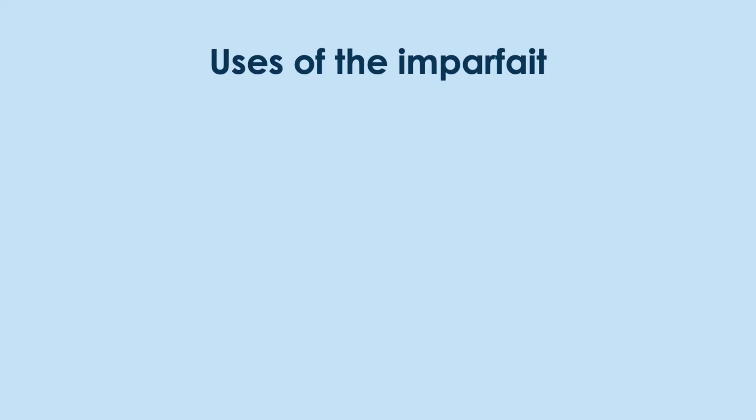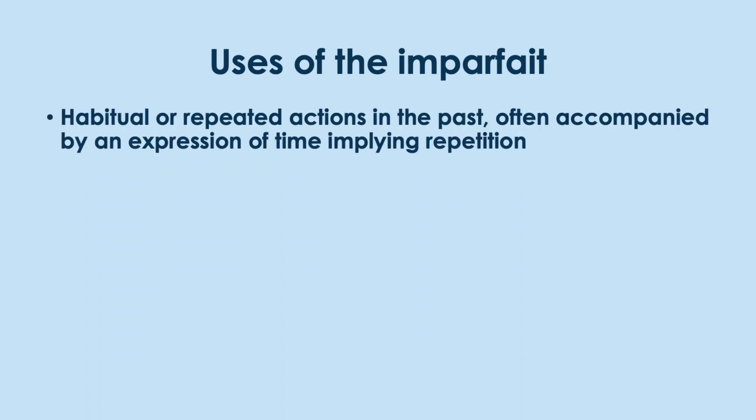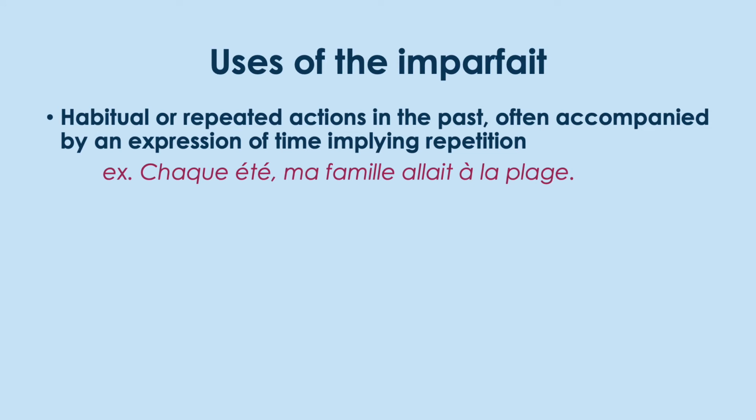Okay, let's now look at the uses of the imparfait. I am now going to highlight 3 key uses. The first one is we use the imparfait to describe an habitual or repeated action in the past. Now, this will often be accompanied by an expression of time implying repetition. Here's an example. Chaque été, ma famille allait à la plage. So every summer, my family used to go to the beach.